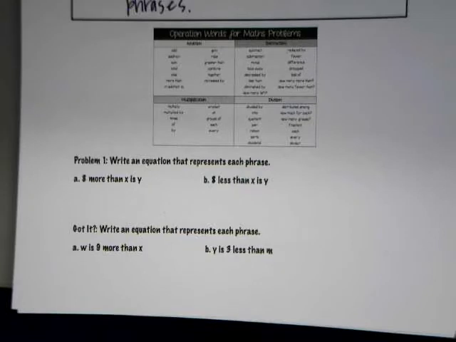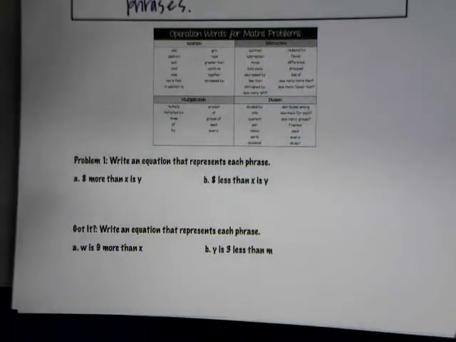So anytime you have the word than, that's going to mean that things are going to flip around from the order that they're written in. So here, those are right off to the side.